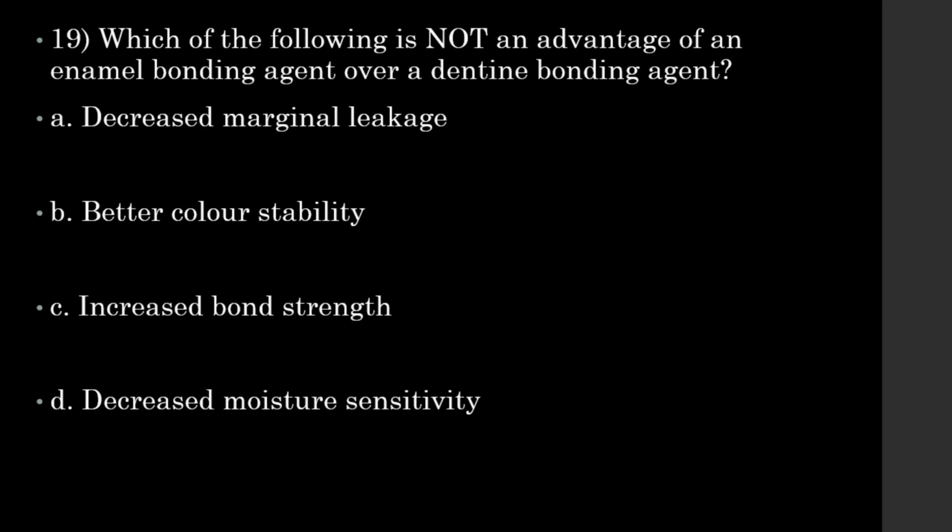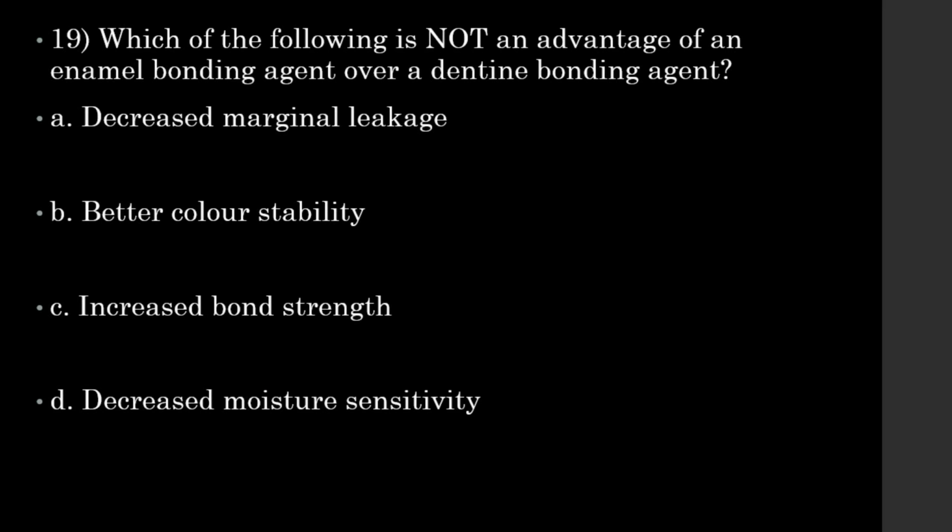Begin with the last second question. Here it goes on your screen. Which of the following is not an advantage of enamel bonding agent over a dentine bonding agent? Option A, decreased marginal leakage. Option B, better color stability. Option C, increased bond strength. And option D, decreased moisture sensitivity. So what do you think will be the right answer for this question?